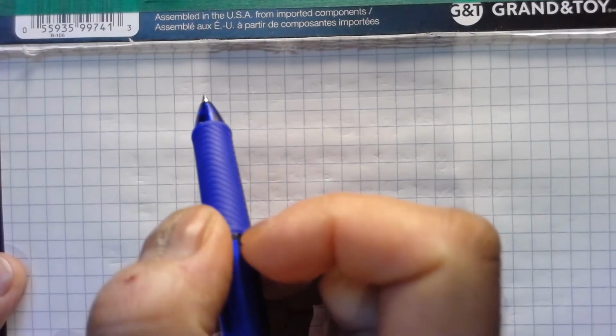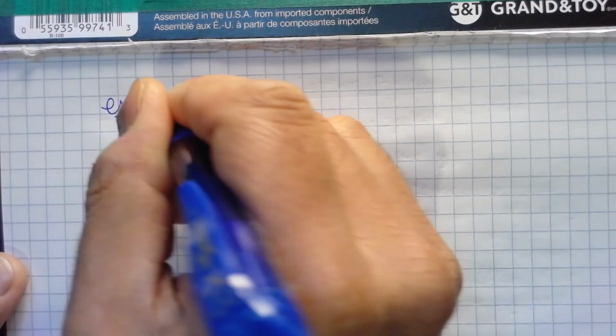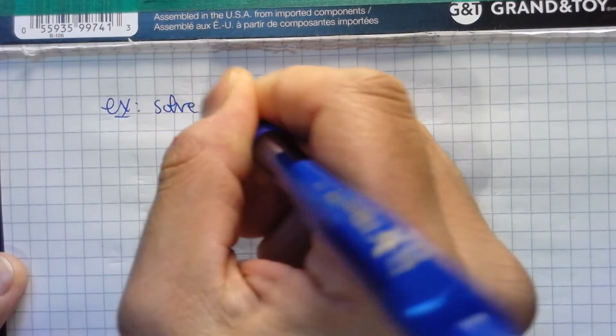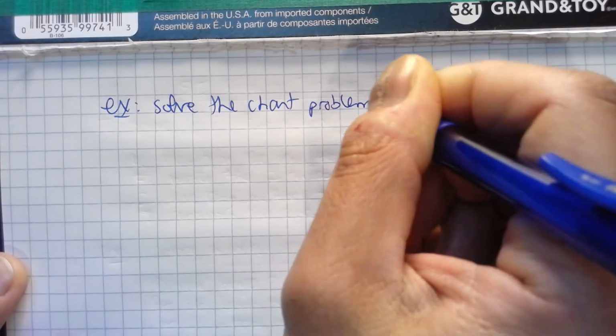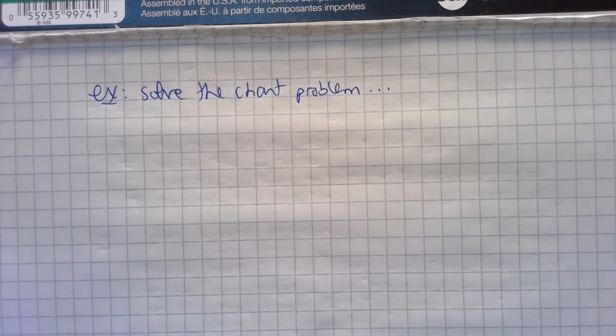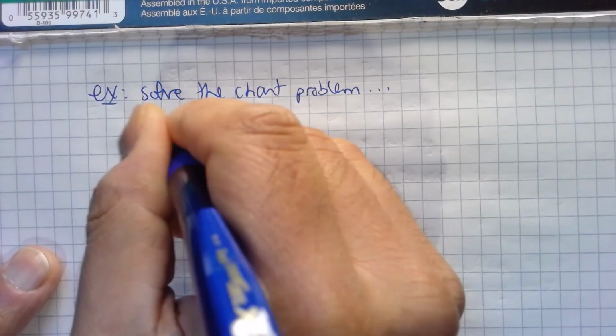Okay, so let's do a second question here. So this question will be solve the chart problem. I kind of break these down into 3 types of questions. Either word problems, which we just did, chart problems, and then picture or diagram problems, which we'll get into not today, but later on. Okay, so let's go ahead and write this down.